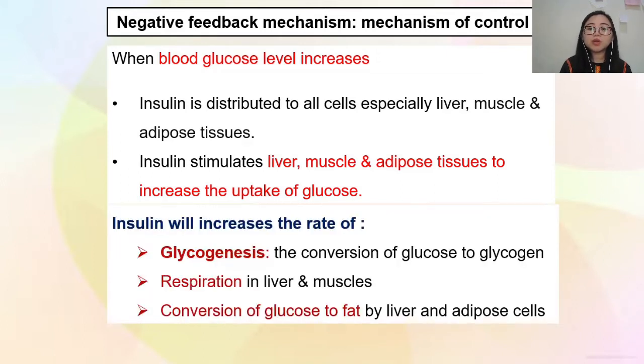And then this insulin will increase the rate of glycogenesis, penghasilan glycogen. Kedua, dia akan menyuruh liver, which is the hati, and the muscle to use this glucose in respiration. And then any of those extra glucose, when it reaches the sel-sel lemak, kalau adipose tissue yang ambil glucose tu, dia akan tukarkan glucose itu kepada lemak. Liver pun sama, dia akan tukar glucose kepada lemak, which is fat.